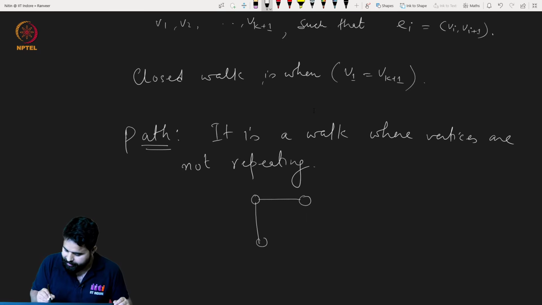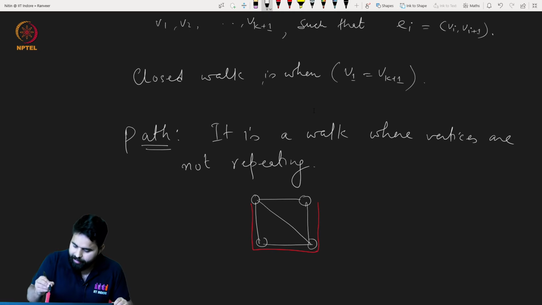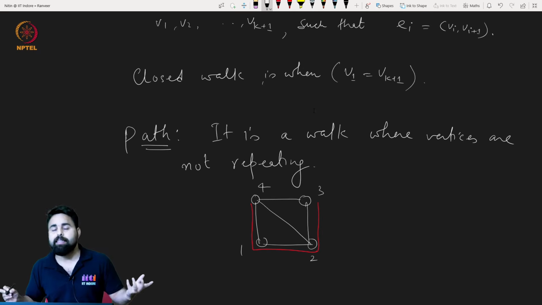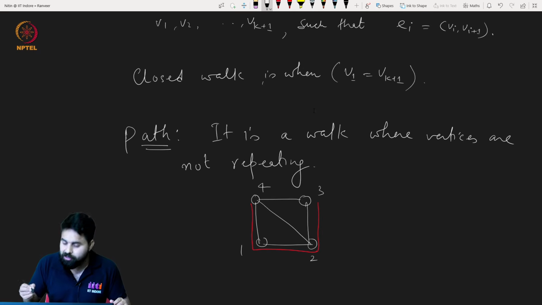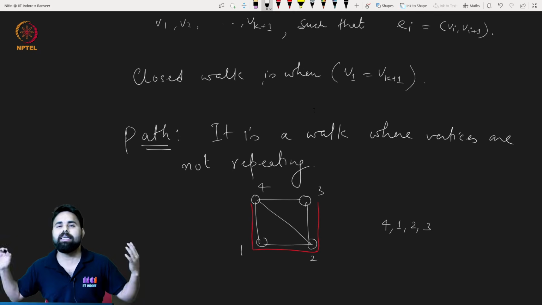Let me again make use of our friend. Okay, so this could be a walk. Path. I'm repeating the word walk. Okay, so this is a path, and let me number the vertices 1, 2, 3, 4, and this path is nothing but this, right? So the first sequence of vertices is what? 4, 1, 2, 3. Nothing is repeated. So this is a path.